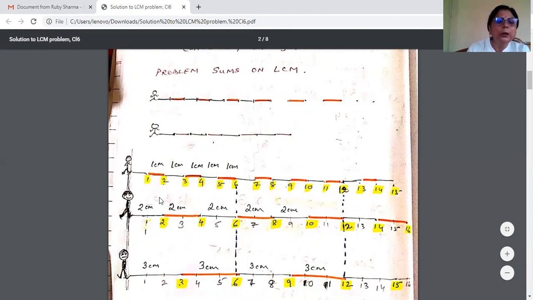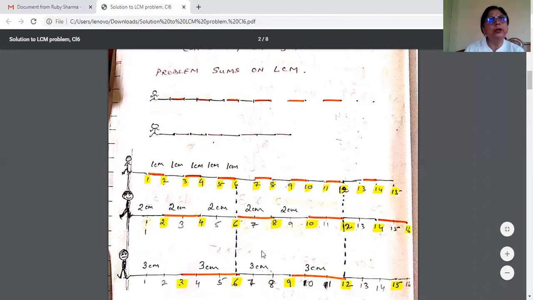1, 2, 3, 4. The second child's steps measure 2 centimeters. So first step he'll be at 2 centimeters, next step at 4 centimeters, next at 6, next at 8, and so on. And the third person's one step measures 3 centimeters. The next step is another 3 centimeters, then again 3 centimeters.